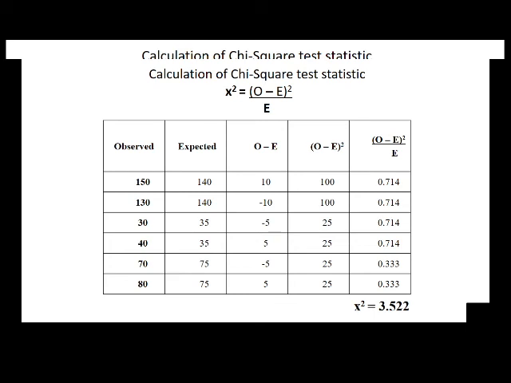Then 70 minus 75 is minus 5, O minus E square is 25, and O minus E square divided by E is 0.333. The same way, in the last row, 80 minus 75. The expected frequency we have already calculated and the observed frequency is given in the problem, therefore 5. O minus E square is again 25, and divided by E equals 0.333. Therefore Chi-square equals 3.522.